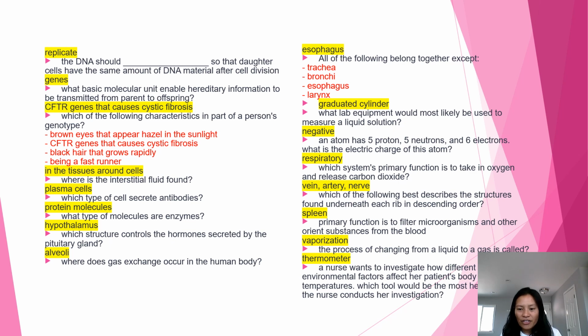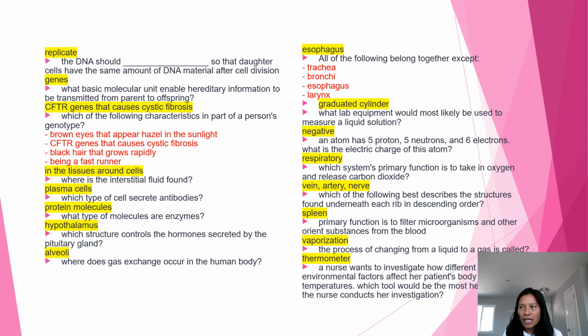Okay, an atom has 5 protons and 5 neutrons and 6 electrons. What is the electric charge of this atom? The answer is negative. Why? I'll leave it up to you. Okay, which system's primary function is to take in oxygen and release carbon dioxide? It's the respiratory system.